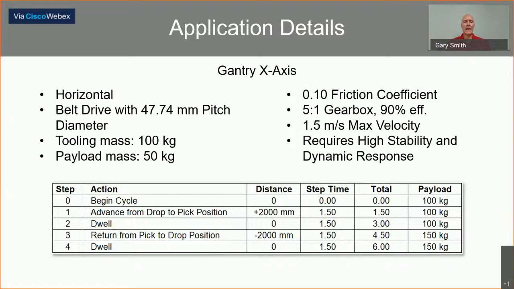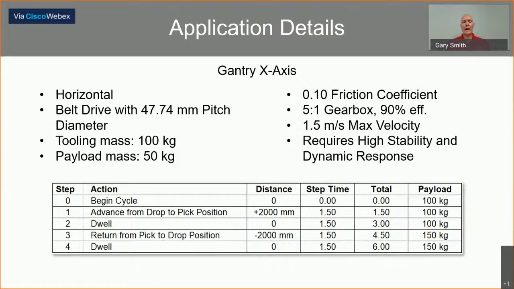So our gantry x-axis is horizontal, and our mechanism in this case has already been specified for us. So there is a belt drive with a pulley and a belt, of course, and a gearbox. Our belt drive has a 47.74 millimeter pitch diameter pulley, which means that for one rev of that pulley, we travel 150 millimeters.